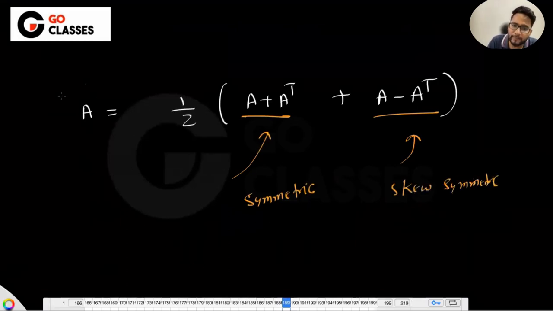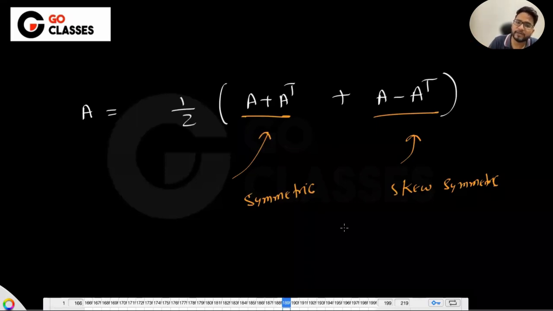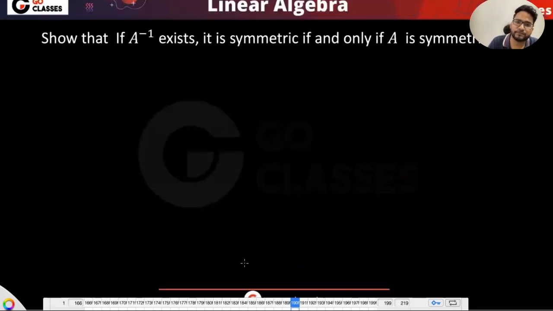So for any matrix A, you can write it in the form of symmetric and skew symmetric. Any square matrix, basically, because symmetric and skew symmetric are related to square matrices only. If it is a square matrix, then only you can talk about A equal to A transpose. Otherwise, the dimension itself will differ. If it is not a square matrix, you cannot have symmetricity because the dimensions of A and A transpose will not match.